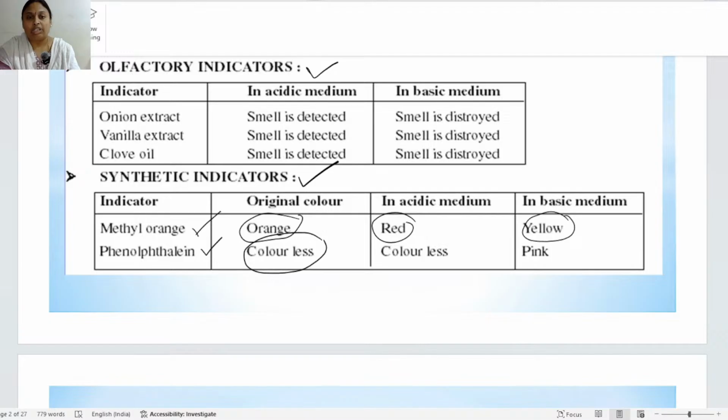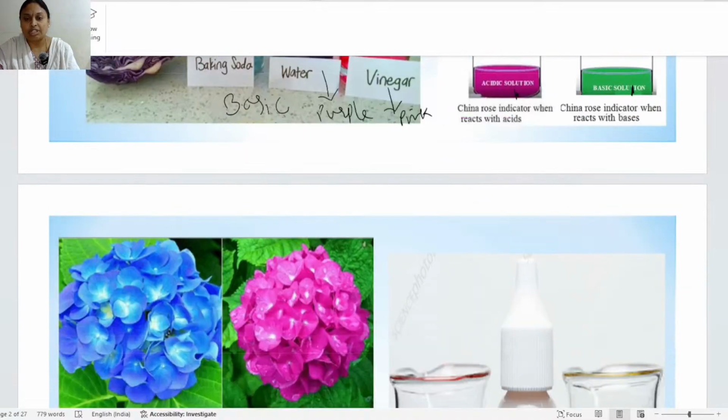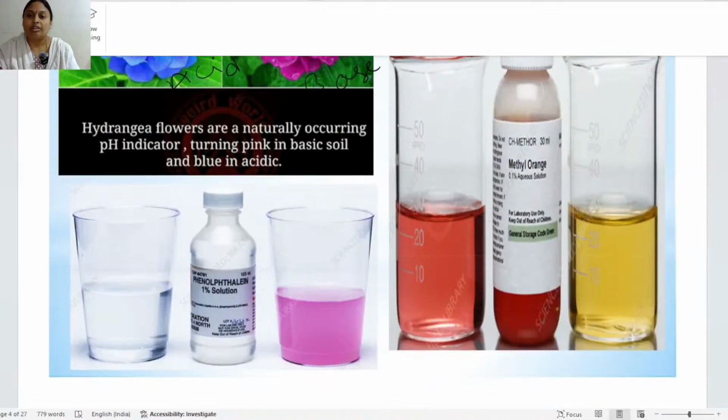When it comes to the phenolphthalein indicator, in the acidic medium it is colorless, in the basic medium it is giving the pink color. So now let us see these changes. For methyl orange, earlier I said red color. Sorry, we have to take it as an orange color. The accurate color is orange.